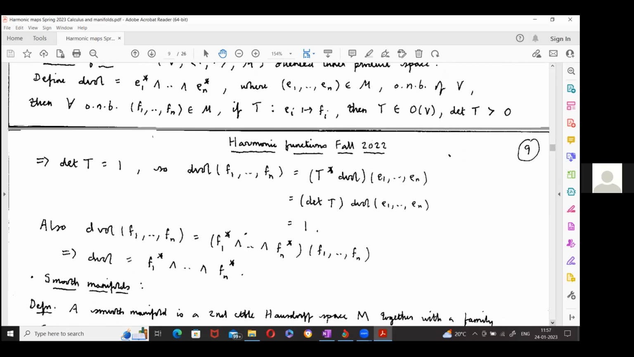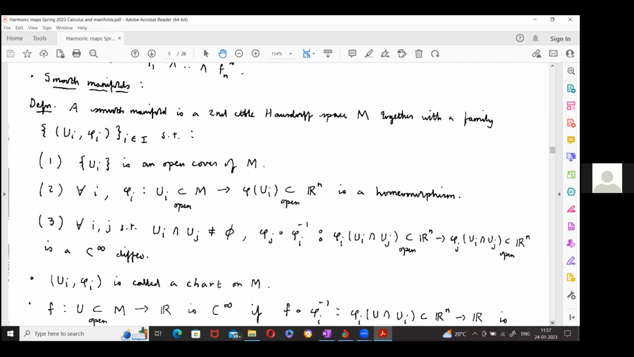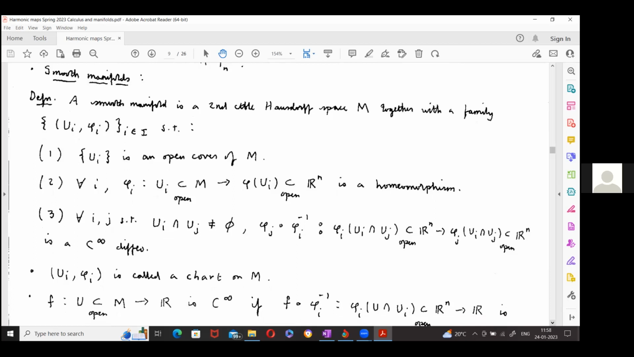Okay, so now we can come to manifolds. This finishes the linear algebra preliminaries. So I suppose you all know the definition of a manifold. Do I need to go over that? I've written the definition here.